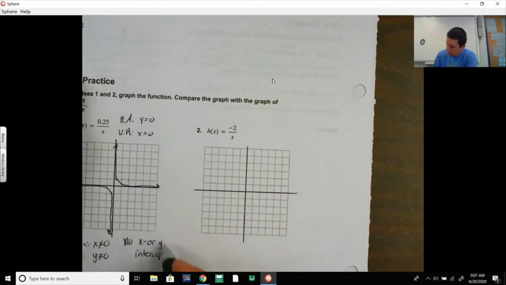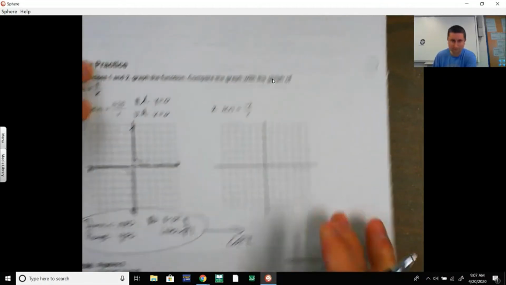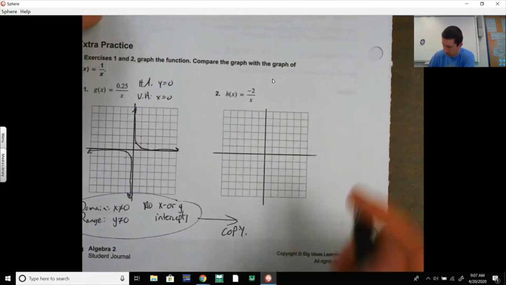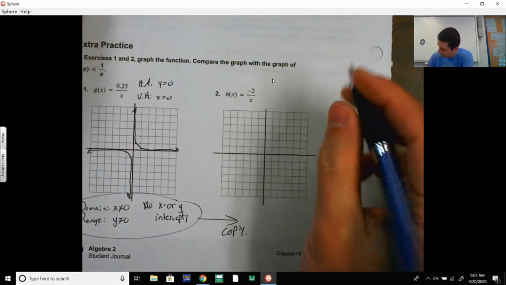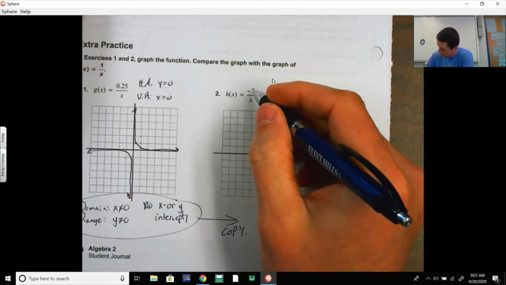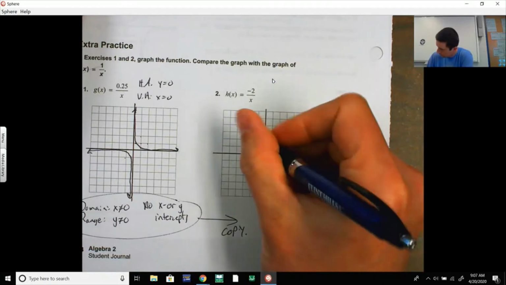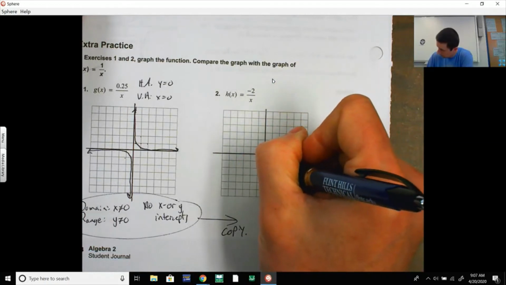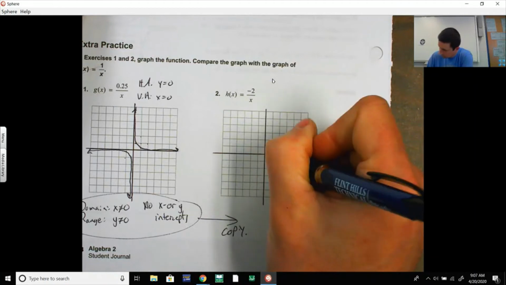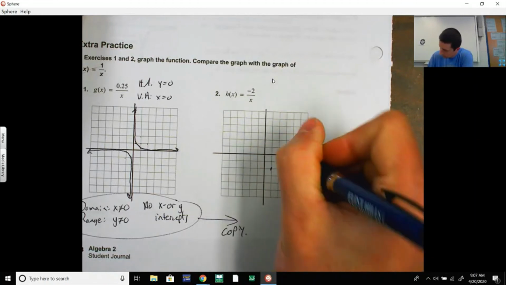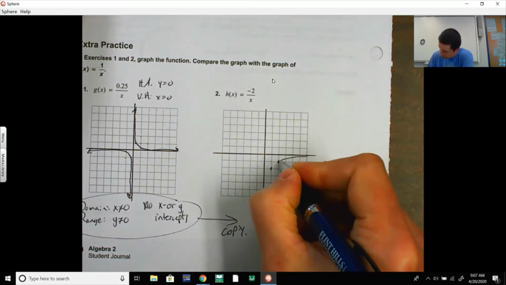Okay, all of this stays the same as well, so we can copy that over. There we go. Domain, range, everything, because it's a constant over a number. So when x is 1, we get negative 2. When x is 2, we get negative 1. So there's a couple points that you can try to graph from.